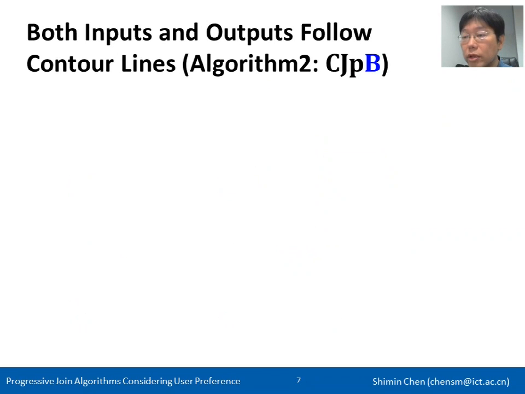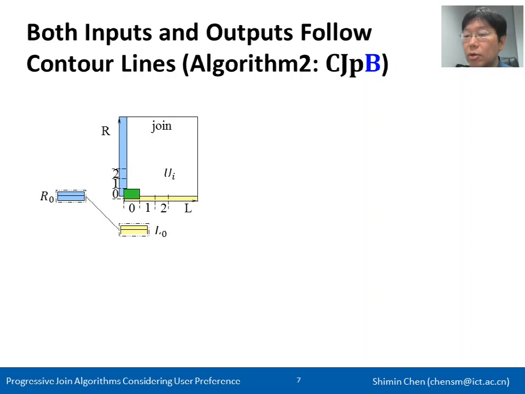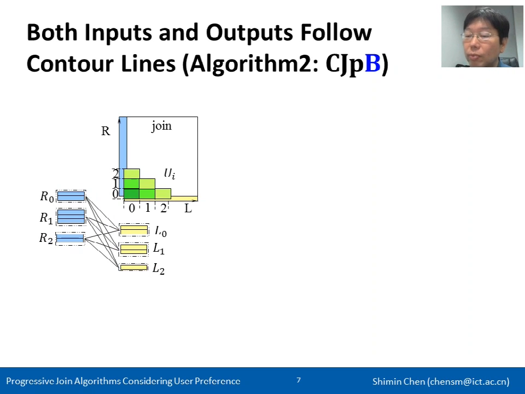In the second algorithm, we make sure both inputs and outputs follow contour lines. In step 0, we compute the join between R0 and L0. In step 1, we compute the join between R0 and L1 and the join between R1 and L0. In step 2, we join the three rectangles.